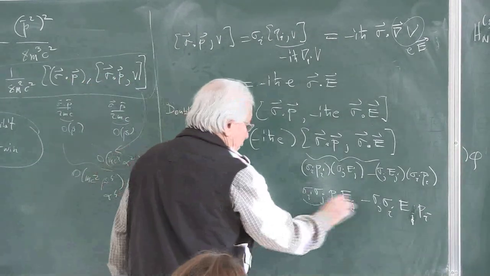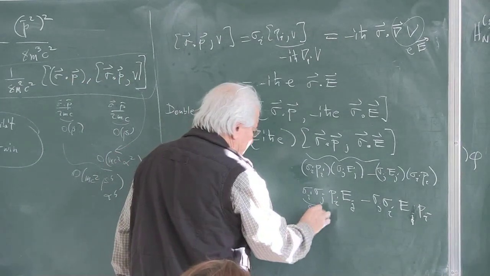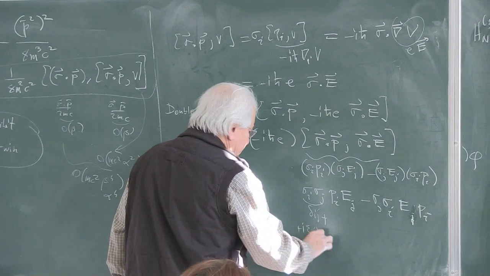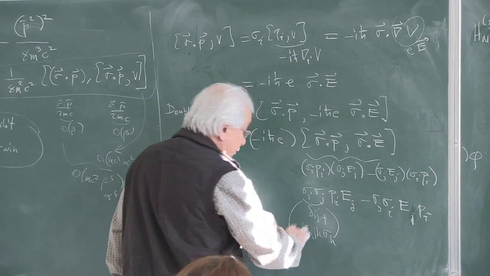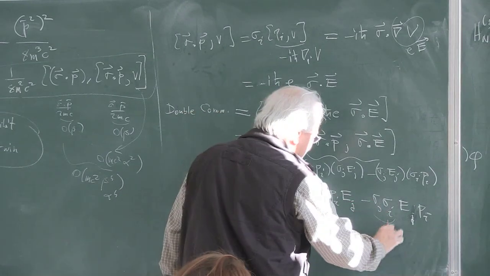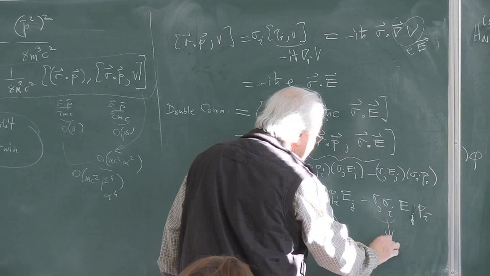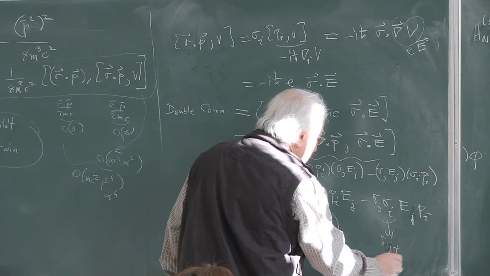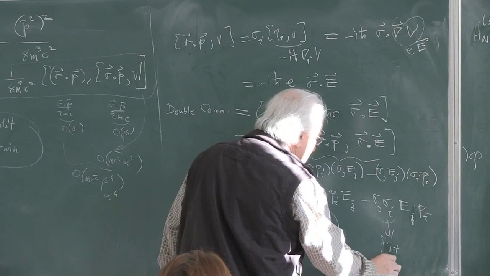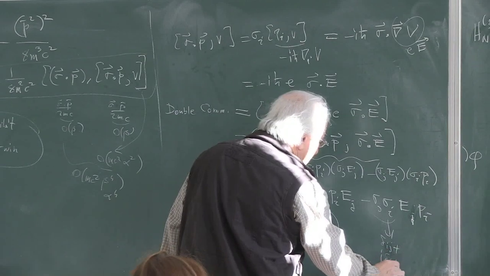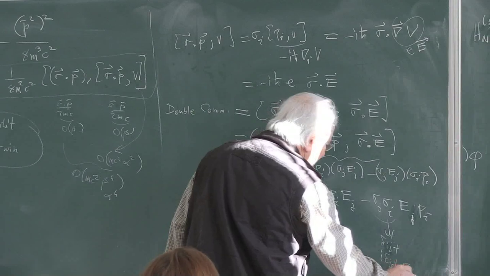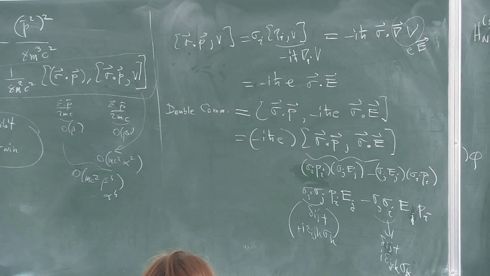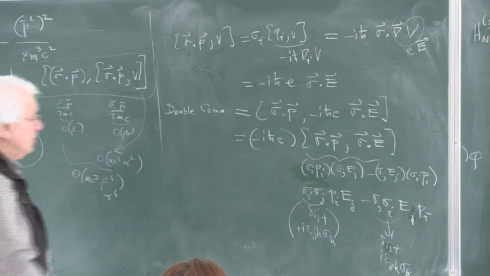Now, of course, here I have delta_ij plus i times epsilon_ijk sigma_k from this first factor, and from this second factor, I have delta_ij, that doesn't matter, plus i times epsilon_jik sigma_k. Well, let me take care of the delta_ij terms first.